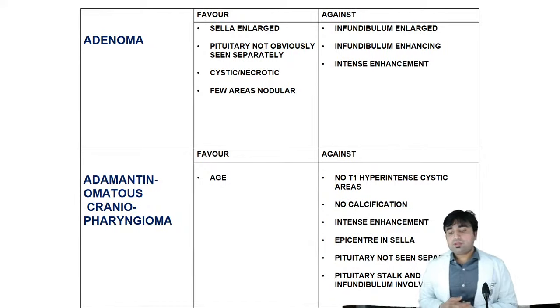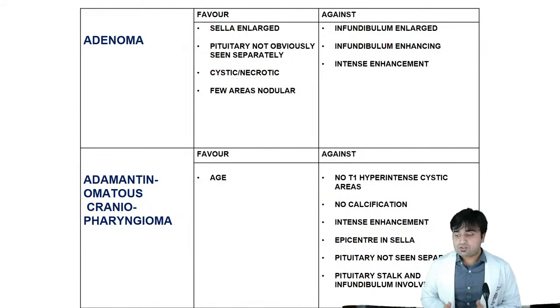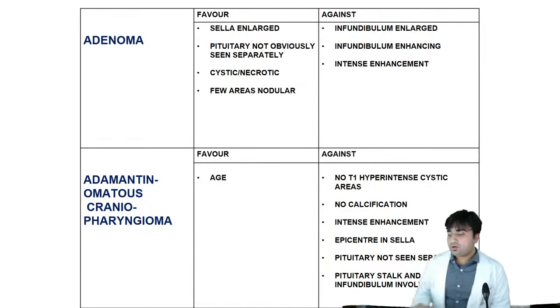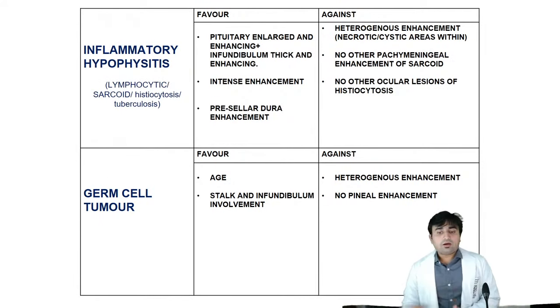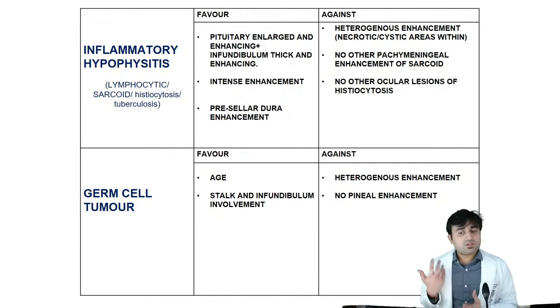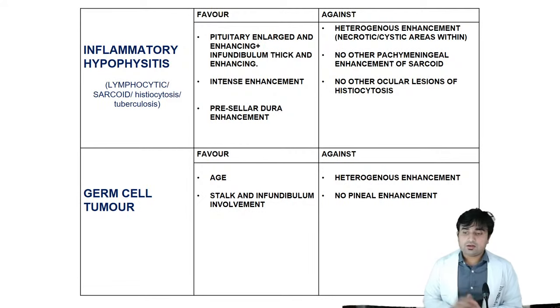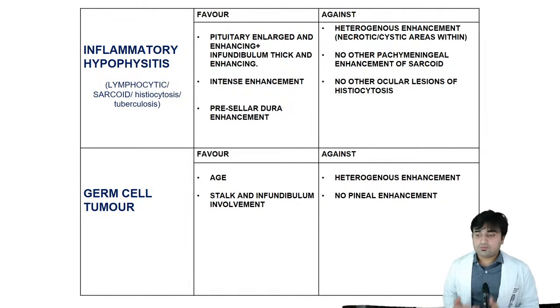Another possibility could have been that of an adamantinomatous craniopharyngioma, but absence of calcification, epicenter in the sella, intense enhancement of the lesion, and involvement of the pituitary stalk and infundibulum stood against the possibility. So our most likely possibility for this lesion was again an inflammatory hypophysitis due to any of the reasons mentioned. Because the pituitary was enlarged, the infundibulum was enlarged, it was enhancing, it showed intense enhancement, presellar and clival enhancement, same as before.